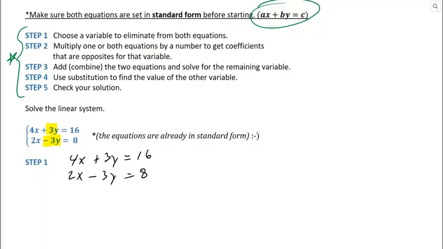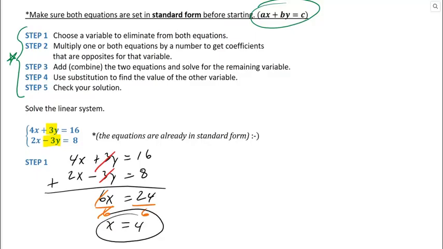Please write these down. Now, because positive 3y and negative 3y are opposites of each other, when we add these two, when we combine these equations, those cancel each other out, and now I am left with just 6x over here, and 16 plus 8 is 24 over here. How fantastic is that? Now all I have to do is divide by 6, and I can find out that x is equal to 4. Boom, just like that. And now that I know that, I've combined those, so that was step 3.